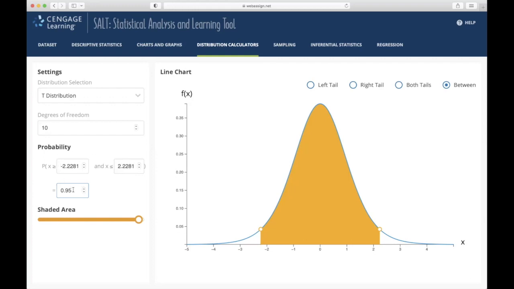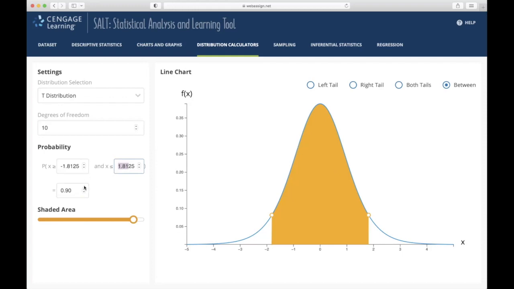So say that we are doing a 90% confidence interval. We need the probability of being between these 2 points to be 90%, right? That's the probability we're wanting. So with 10 degrees of freedom, the probability is 90% between, and you can see that our critical values here are minus 1.81 and 1.81, right? So the critical value you're going to use in your margin of error computation for a 90% confidence interval with 10 degrees of freedom is 1.81, right?